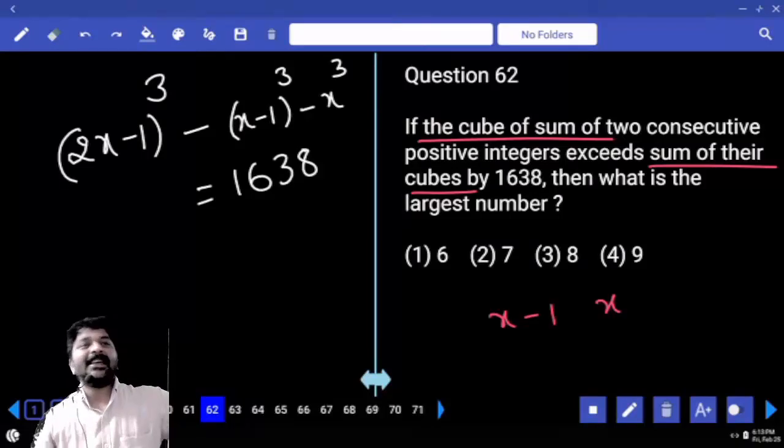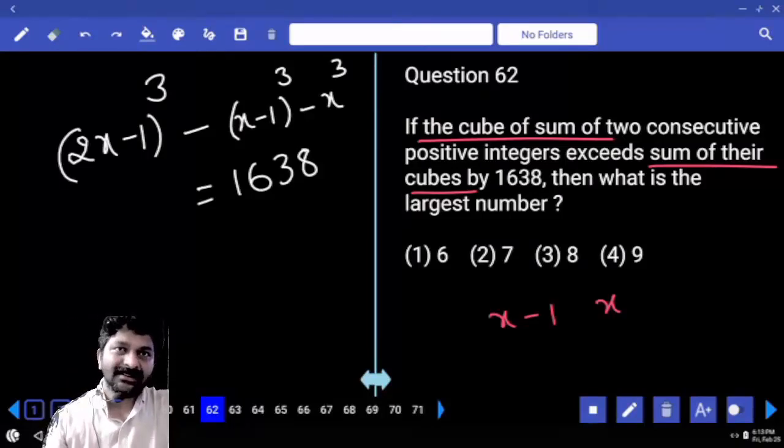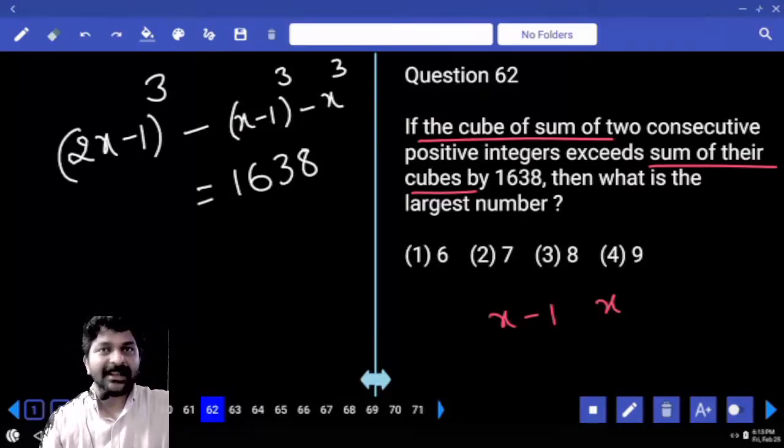So after solving the equation, if you get x value, that means you will definitely get the answer, but it takes a lot of time.